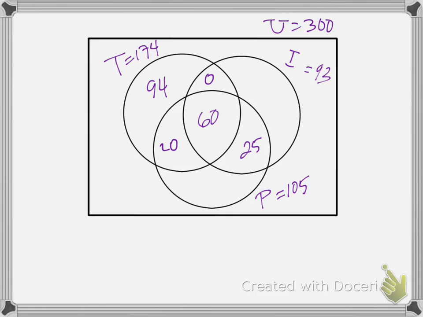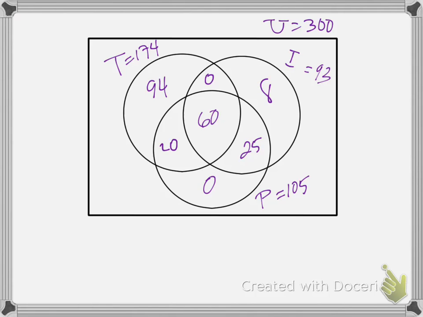Then I have 0, 60, and 25. So 60 plus 25 is 85. How many till I reach 93? So the answer is 8. Then for the other area, the one below, you have 20, 60, and 25. They add up to 105. So I have no elements here either.